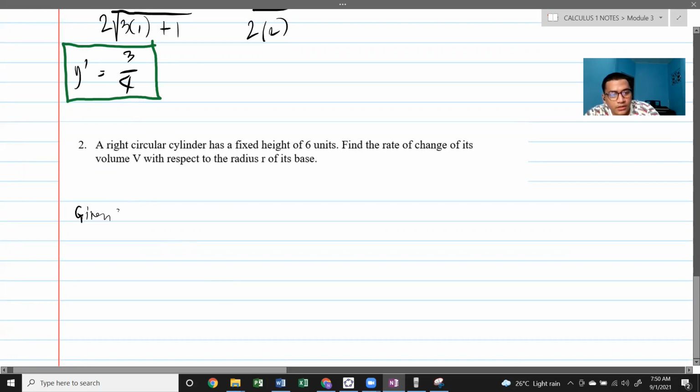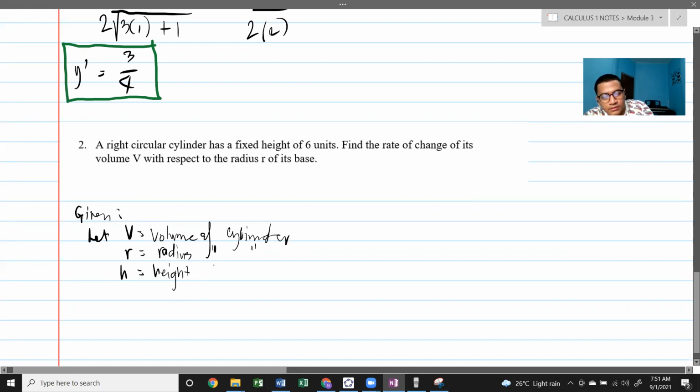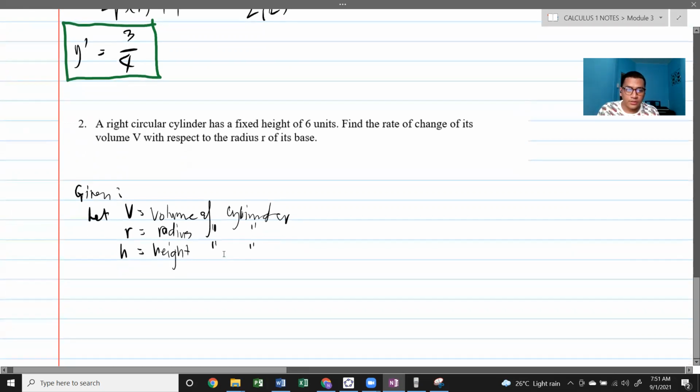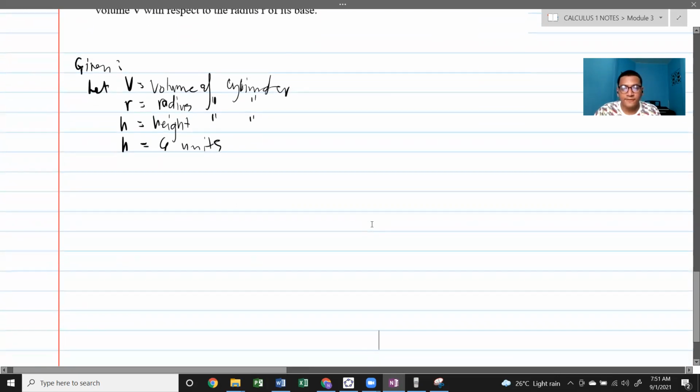So what are our given? Let V be the volume of the cylinder. Let R be the radius of the cylinder and H the height of the cylinder. So our height is fixed. Our height is constant, 6 units. So our only variables will be the radius and the volume.